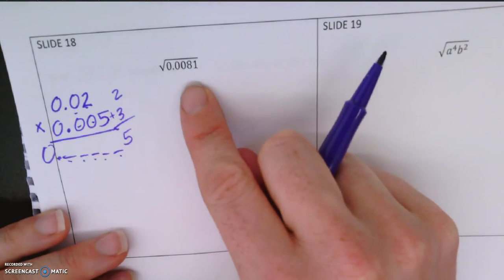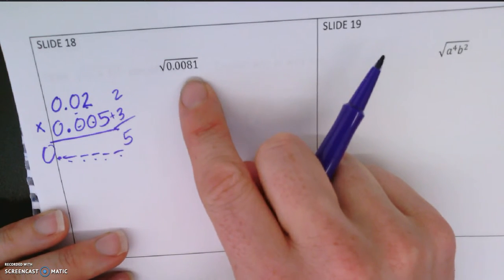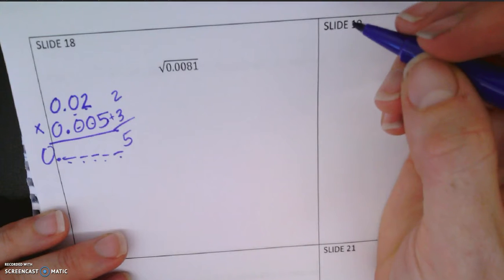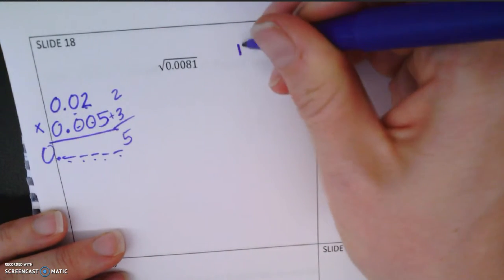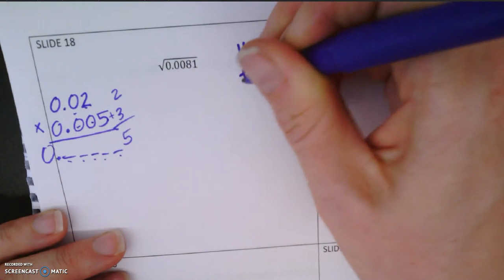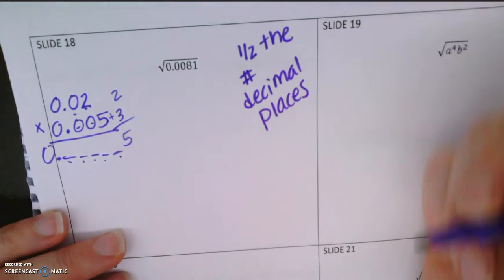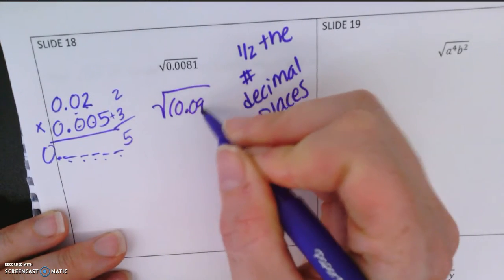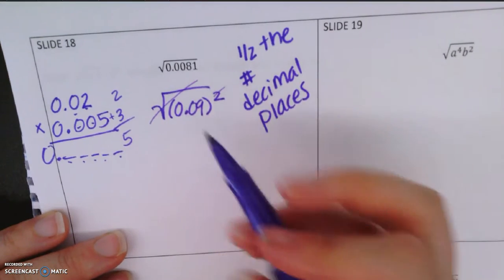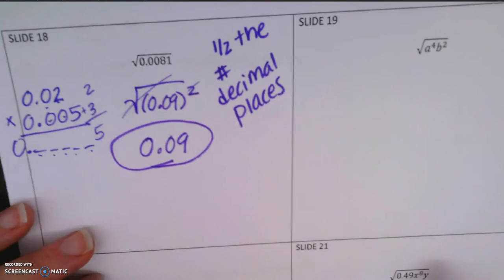So thinking about this, we have 2 numbers times itself equaling 81. And both of those numbers need to have 2 decimal places because 2 plus 2 is going to be 4. You can also think about, since you're taking the square root, you're going to have half the number of decimal places, or the number of decimal places divided by 2. So this is the square root of 0.09 being squared. Now we can apply our inverse operations to know that this is 9/100. Awesome. Let's take a look at slide 19.